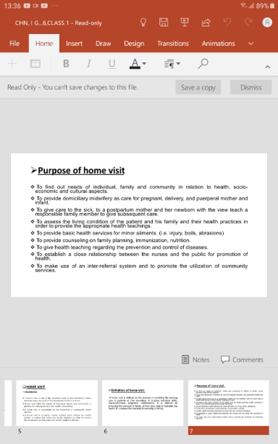The next one is to assess the living condition of the patient and his family and their health practices in order to provide appropriate health teaching. So we can assess the current status of a patient in their family, and what health practices they are currently using, whether it is satisfactory or not. All those things we can understand.